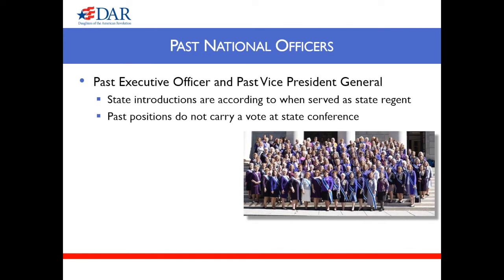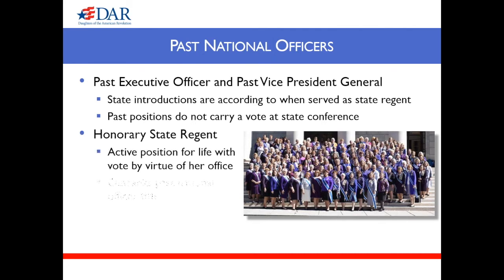A past national executive officer and a past vice president general are introduced in her state according to when she served as state regent. In the state, an honorary state regent outranks a past national officer title. The rank of honorary state regent is considered an active position for life and gives her a vote at her state conference by virtue of her office. Her past national executive office or past vice president general position does not carry a vote at her state conference.